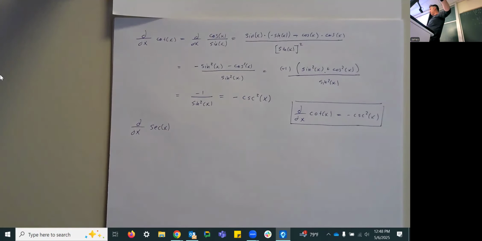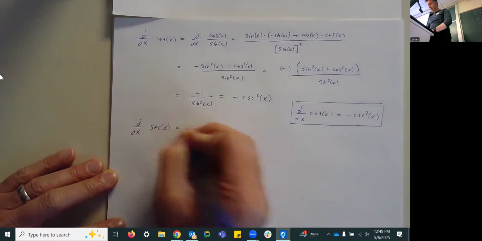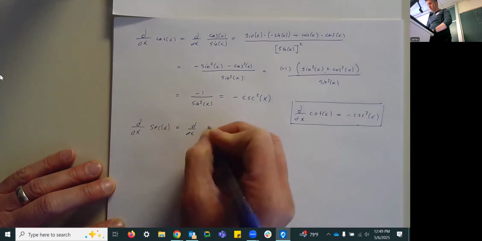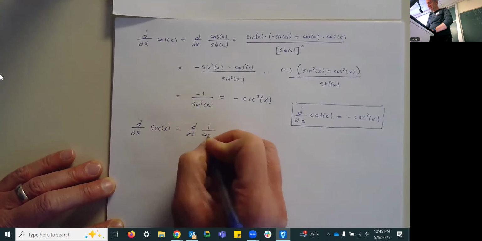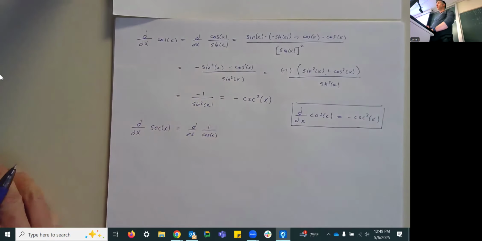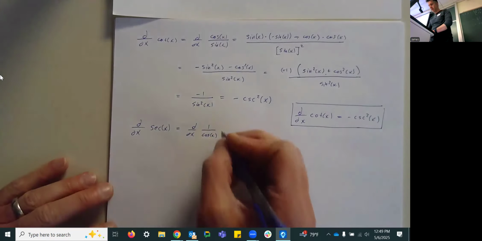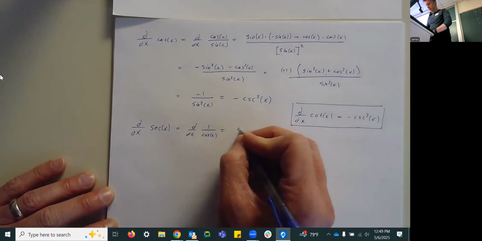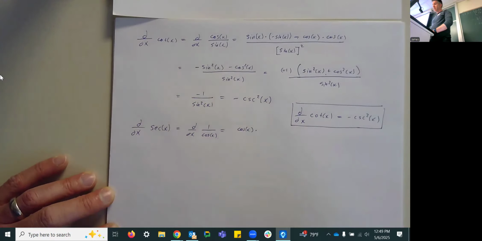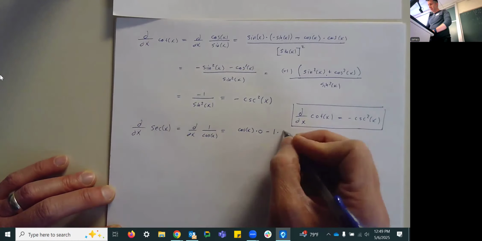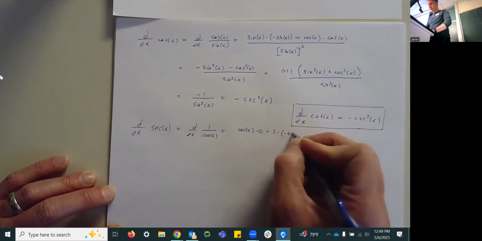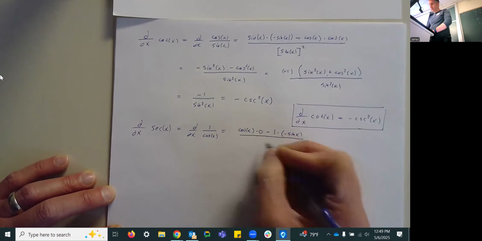And we know tangent and cotangent go together. Okay. So secant is just 1 over cosine. So now we're going to use the quotient rule for the derivative of 1 over cosine. This one's a little bit interesting because look what happens. We get the denominator, cosine, times the derivative of the top, and the derivative of 1 is 0, minus the top, 1, times the derivative of the bottom, which is the derivative of cosine, negative sine of x, divided by the denominator squared.